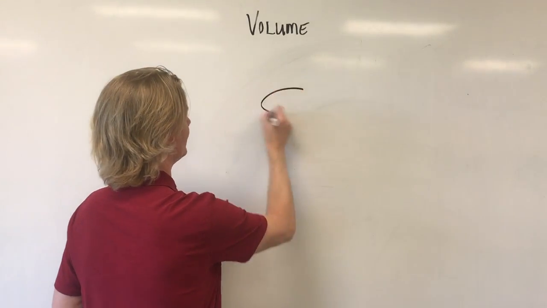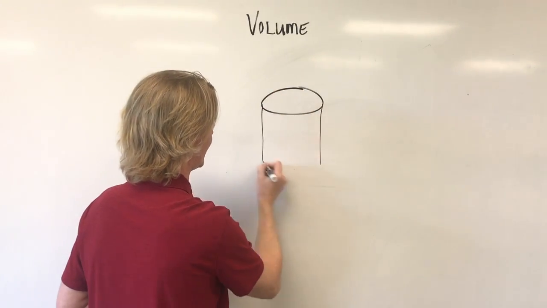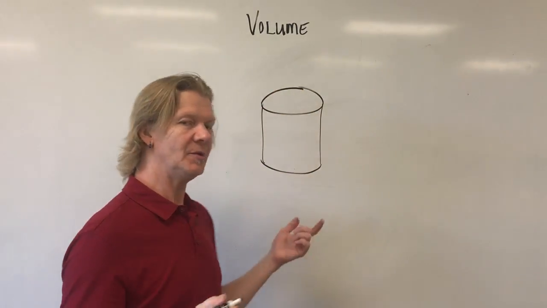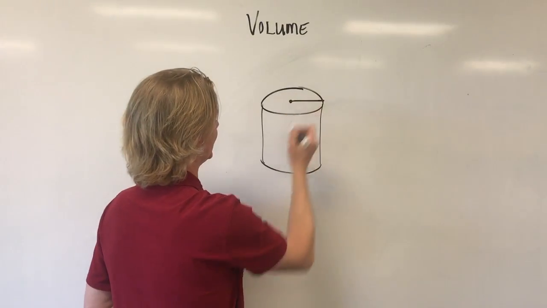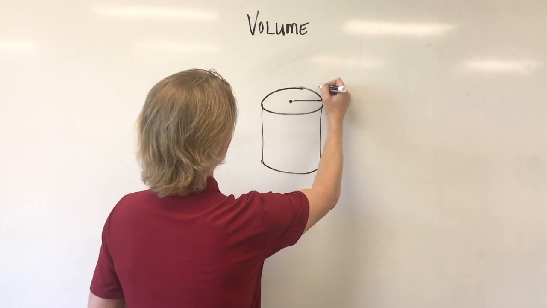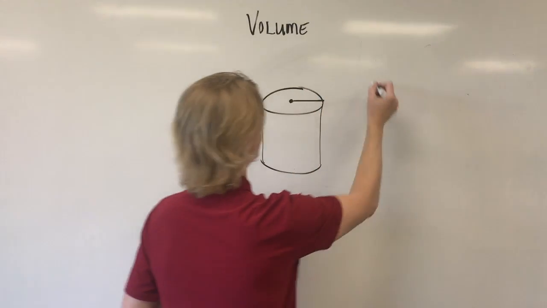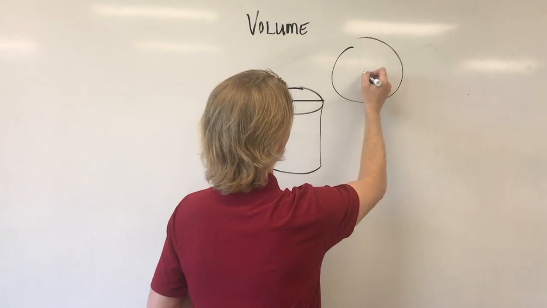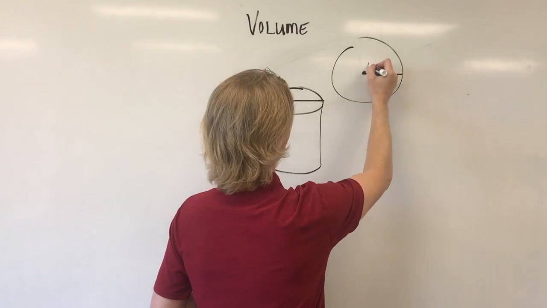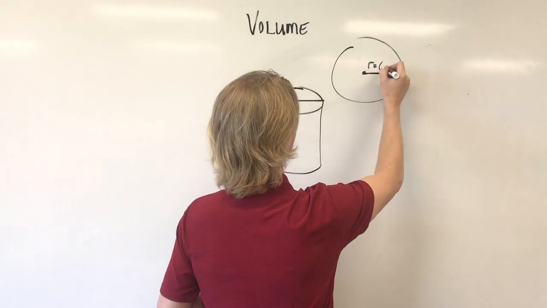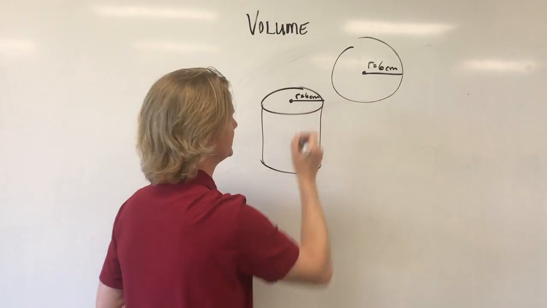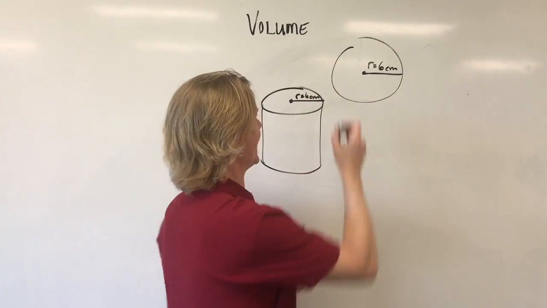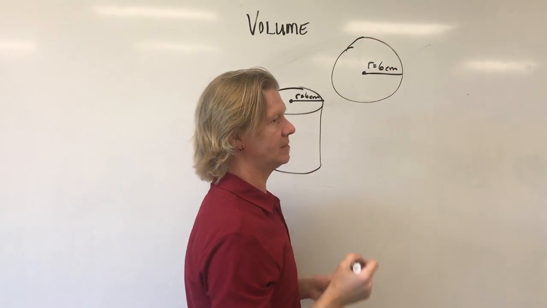Okay, so I have my cylinder, and I'll put this one upright. And we need dimensions for this as well. So the first dimension you need is the radius. So let's say the radius, the distance from the center of the circle. So if we were doing this looking from the top down, this is the radius, okay? Let's say it's, I don't know, 6 centimeters, okay? 6 centimeters.